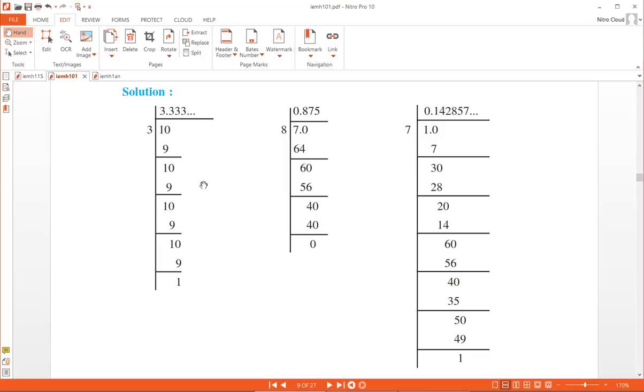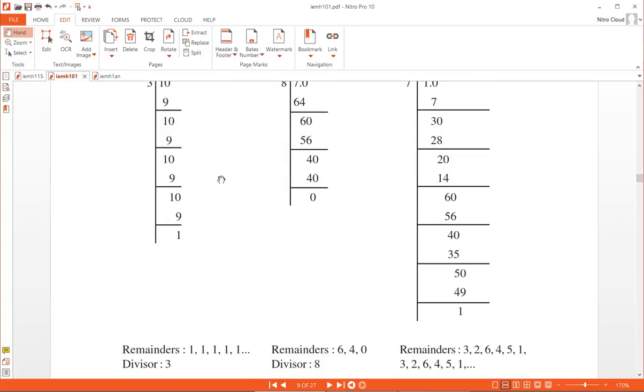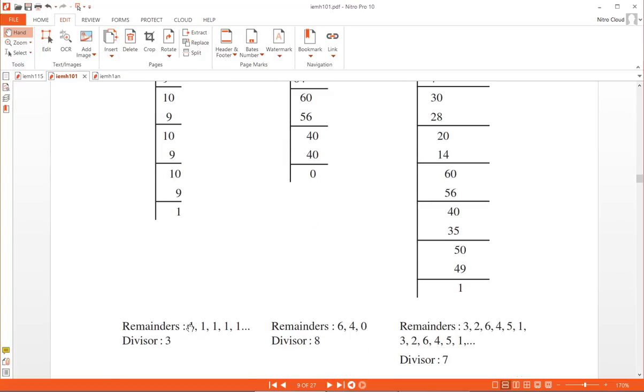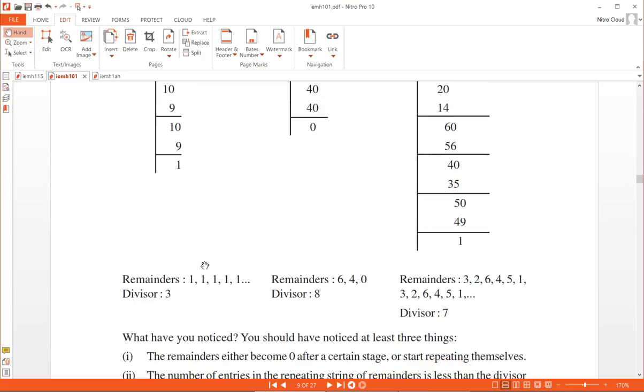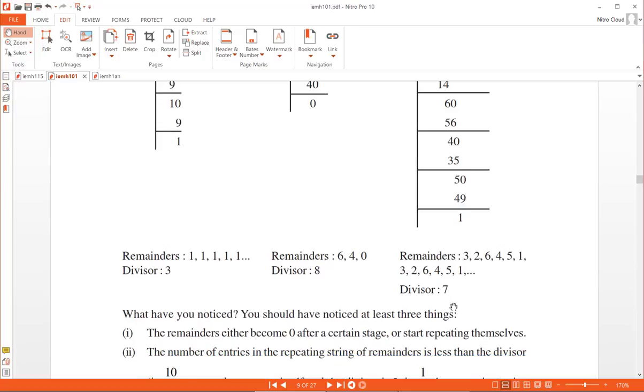Now let's try to understand this pattern. Here, one thing that you need to observe is that the remainder is constant and the divisor is 3. Here the remainders are 6, 4, 0 and the divisor is 8. Here the remainders repeat after 1, 2, 3, 4, 5, 6 digits, they start repeating. Now, you will observe that remainders either become 0 or they start repeating. So, these are called rational numbers. Whenever your remainders either terminate or after a certain stage they start repeating themselves, then it's a rational number.